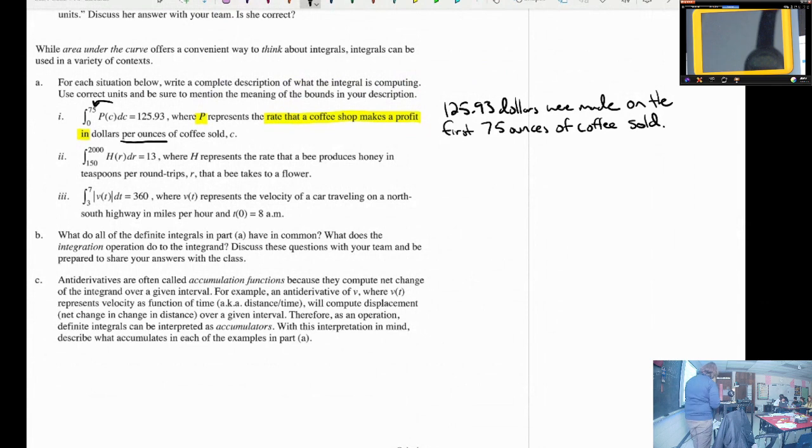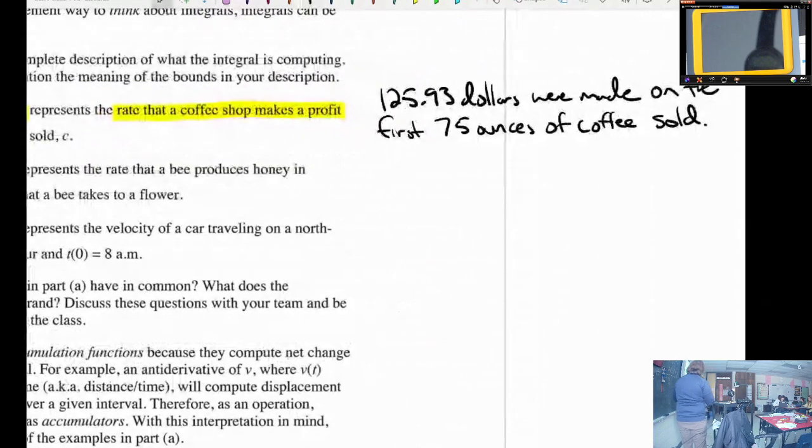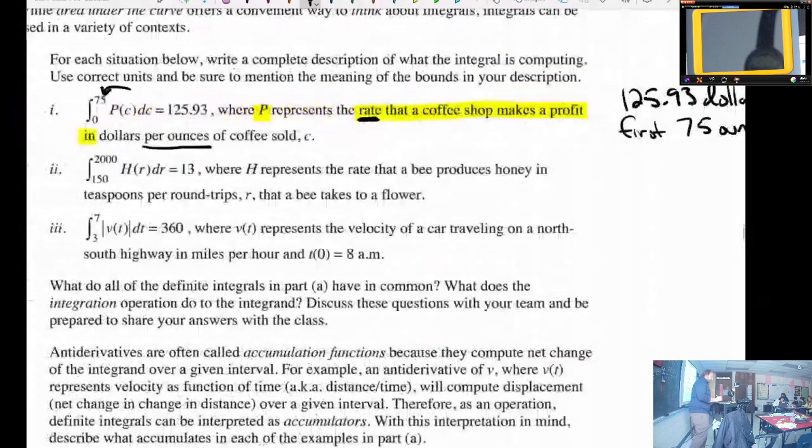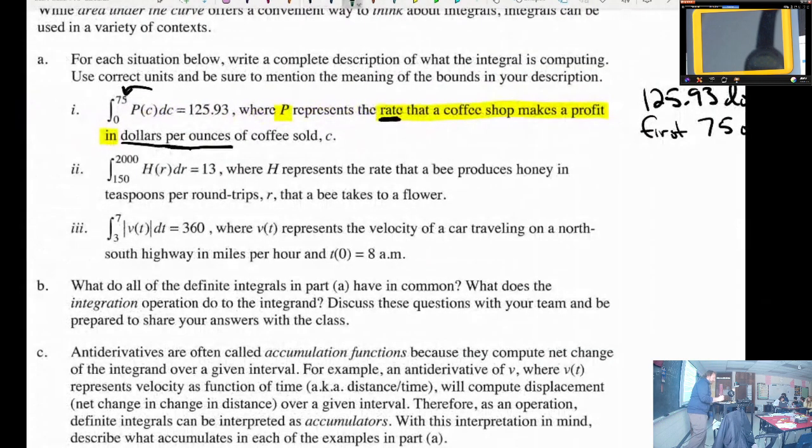There's a lot of variability you can have here with these sentences that you're going to write, but they're basically looking for you to understand that the integral of that rate function, P of C, is given to you as a rate. That's the key word. It's the rate the coffee shop makes money in dollars per ounce. When you take the integral, you basically throw the per ounce part away, and now you're going back up a level to just dollars. It's the same idea as a position function relates to a velocity function. In this case, instead of velocity, it's dollars per ounce. So position would just be dollars. That's exactly what's going on.